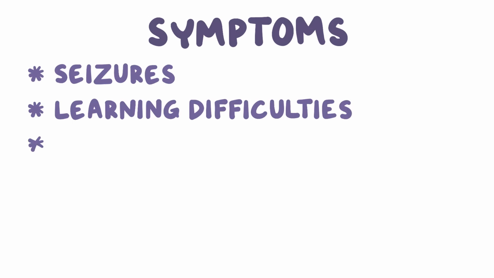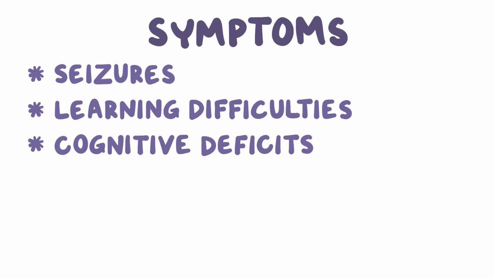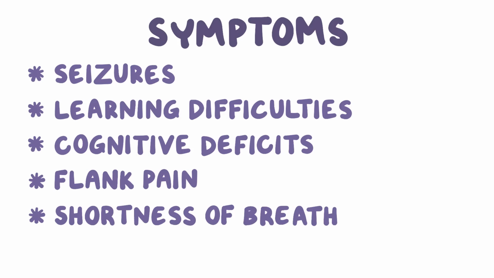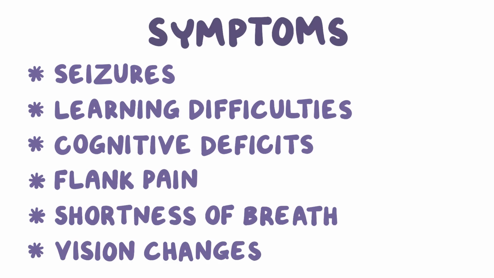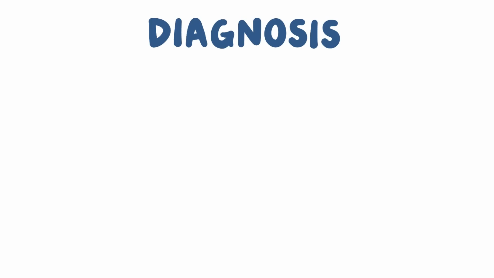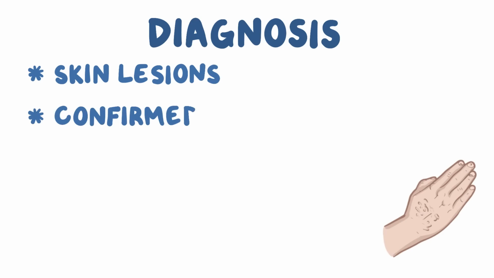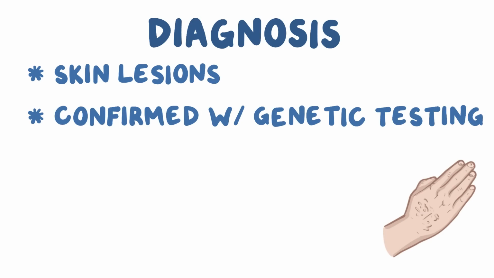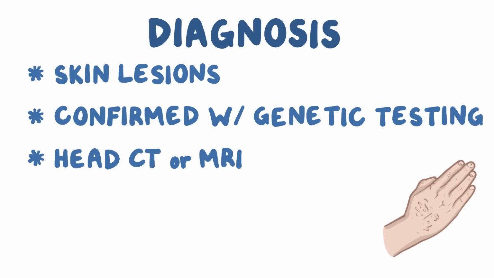Symptoms of tuberous sclerosis are often related to the hamartomas in the brain, which cause problems like seizures, learning difficulties, and cognitive deficits. A large angiomyolipoma can cause flank pain, and lymphangioleiomyomatosis in the lungs can cause shortness of breath, and retinal hamartoma can cause vision changes. Diagnosis is usually made based on the skin lesions and can be confirmed with genetic testing to identify a mutation in TSC1 or TSC2. A head CT or MRI can identify hamartomas and tumors in the brain, and is usually performed regularly to screen for new lesions.